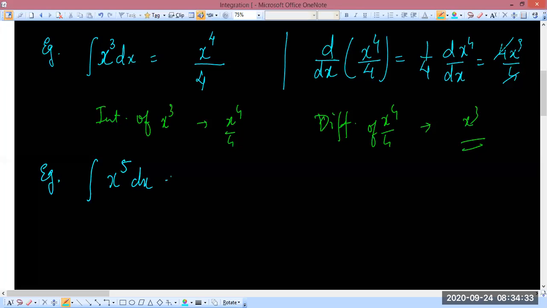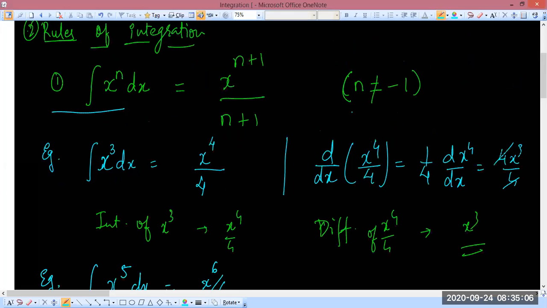Try this. What do you get? Come on, hurry up, tell me the final answer, everyone. Yes, it is x raised to 6 by 6, right? All right, very good, fine. Okay, so for the time being, this is rule 1. I hope rule 1 is clear. Again, do not use it for n equal to minus 1.